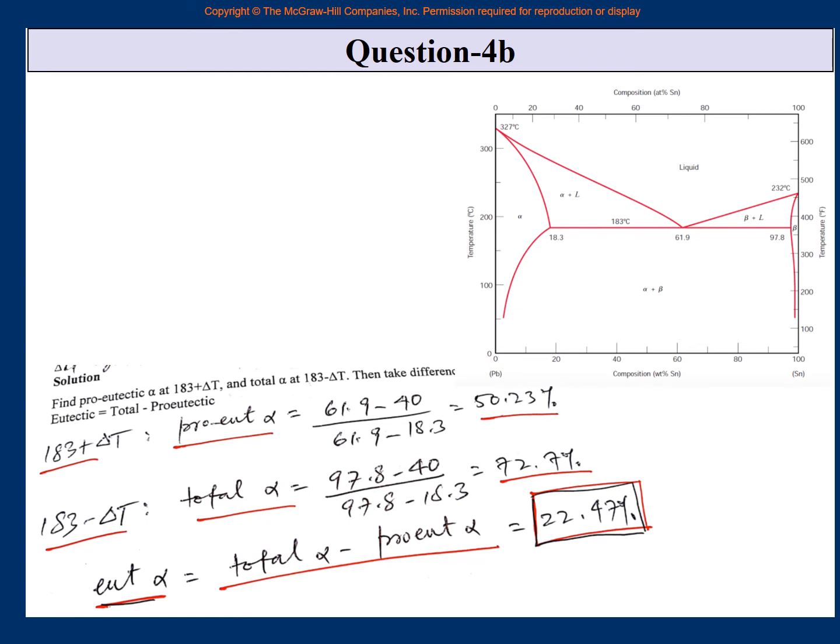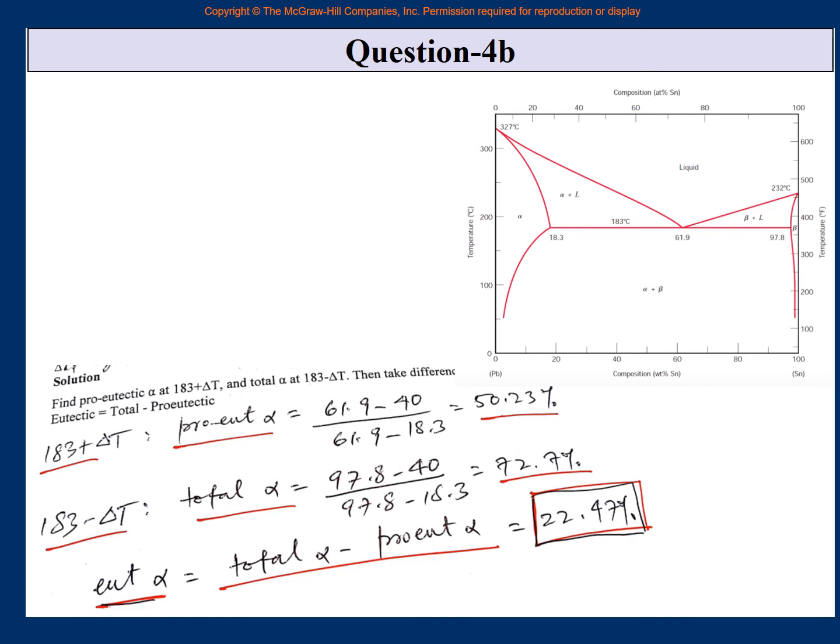So we have already shown you all these steps, that this is your alloy. At 40% we have drawn a line. Just make a tie line at 183 plus something. So here, if you want to find pro-eutectic alpha, it will be (61.9 minus 40) upon (61.9 minus 18.3). So this is at 183 plus delta T. Then just below 183 minus delta T, the left point is here, the right point is there. So now the total alpha is on the opposite side: (97.8 minus 40) upon (97.8 minus 18.3). So this is pro-eutectic alpha, this is total alpha. So eutectic alpha is total minus pro-eutectic, and this is your percentage.